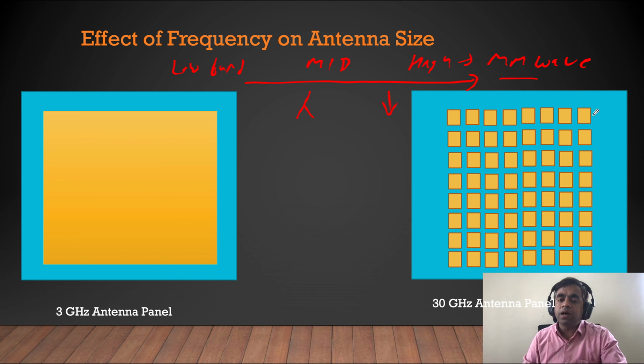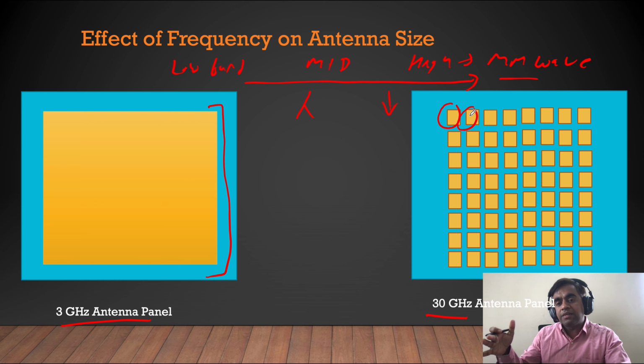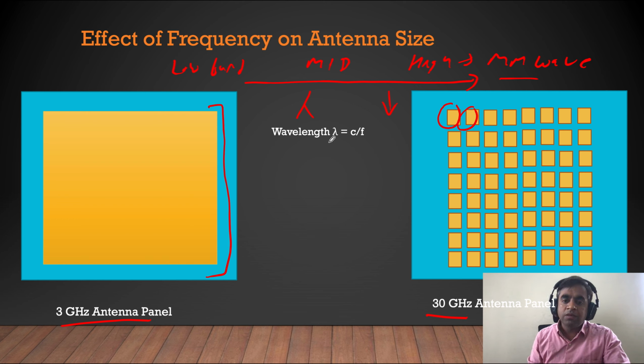So what effect does this have on the size of the antenna? For example, here I'm showing you a 3 gigahertz antenna panel, which by looking at the picture itself looks much bigger. And then here we have 30 gigahertz, where you see these small antennas. So as your frequency increases, or when you move towards the millimeter wave, the size of the antenna gets reduced. There is actually a formula to calculate this. The wavelength lambda can be calculated by C by F. C is your speed of light. F is the frequency.